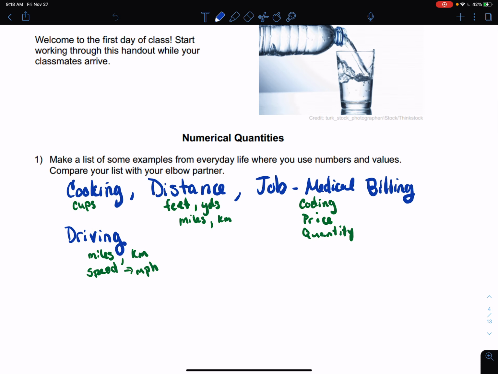So if we talk about numerical quantities, make a list of some examples from everyday life where you use numbers and values. Hopefully you can build on what we came up with in class. What we came up with in class was we use it when we're cooking. For example, we look at cups. When we're talking about distance, we can see things like feet, yards, miles, and kilometers. Someone in our class had a job in medical billing and said they see numerical values in coding, price, and quantities. And then we also came up with an example of driving where you see distance again, like miles and kilometers, but you also see speed, such as miles per hour.